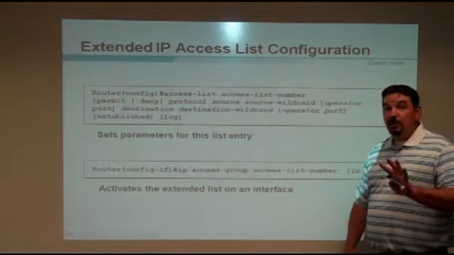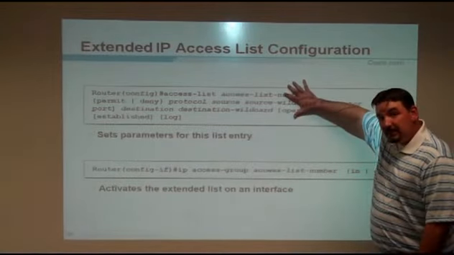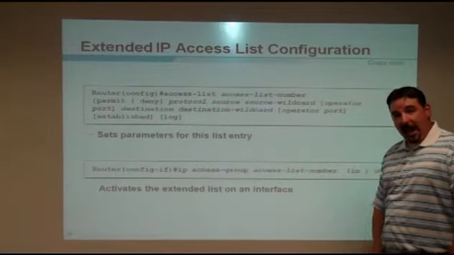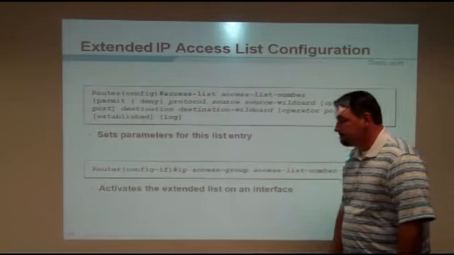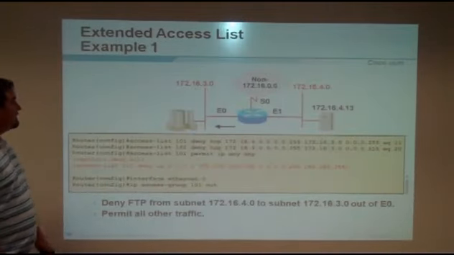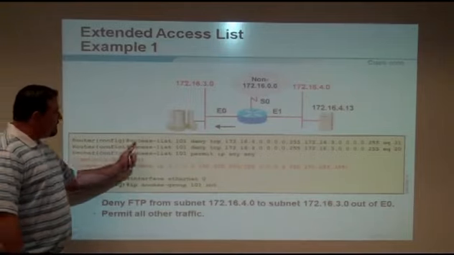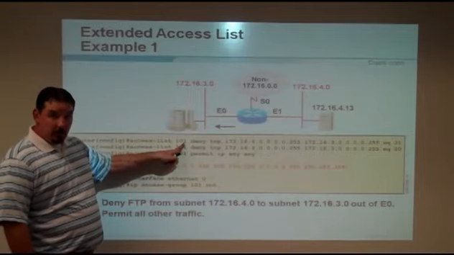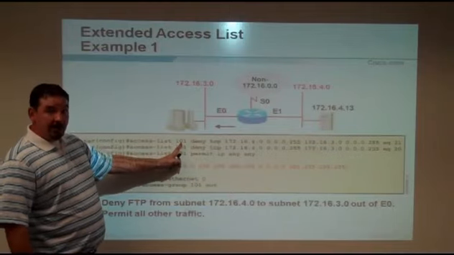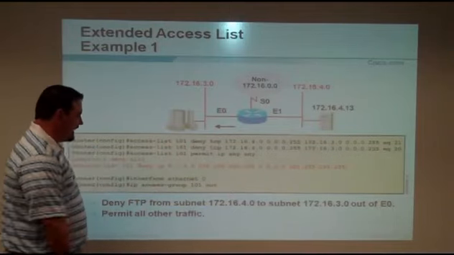Again, just like we saw before, I have to build the access list in global config and then eventually apply it to an interface using the IP access-group command. So they go through and give us examples, in this case, of an extended access list. Now we've got access list number 101, which is an IP extended access list. Remember we said using from 100 to 199 in most cases.